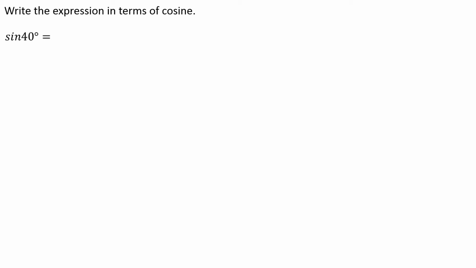Okay, if I give you sine of 40 degrees, what would that be equal to if I wanted to use cosine? Sine of 40 degrees would have to equal cosine of 50 degrees. How do I know that? Well, 90 subtract 40 is 50. Right? Those are complementary angles.